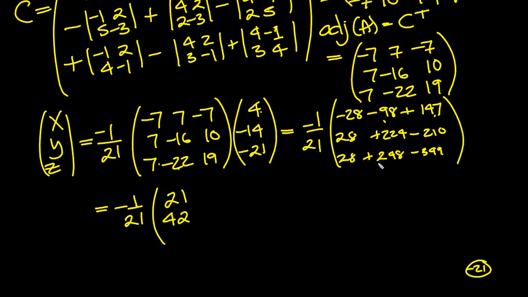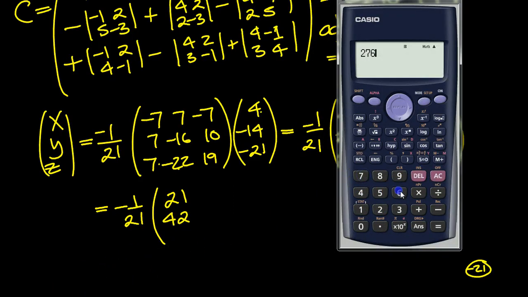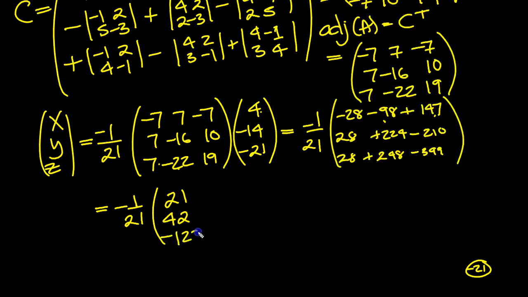276 minus 399. I'll tap that in the calculator. 276 minus 399. 123. Don't know about that. Let's just tap that in again. 28 plus 248 minus 399. Minus 123. Not happy about that. Let me just put it down for the moment.